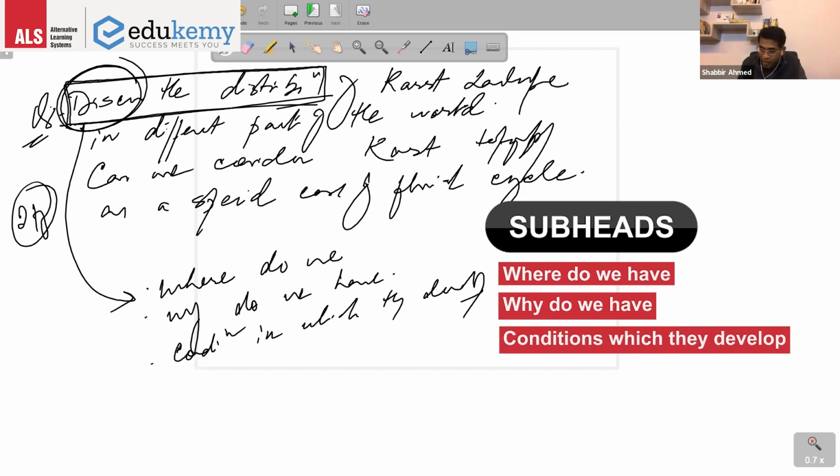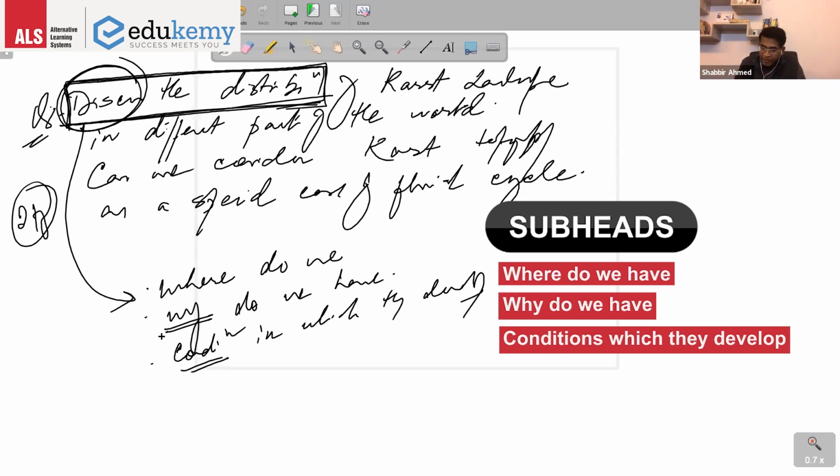See, if you are not able to open up this word, what the meaning of discuss is, then you are trapped, or you will write haphazardly. You fire ten bullets, one hits, otherwise nothing. And what else? Why do we have it there is not exactly the same as conditions.